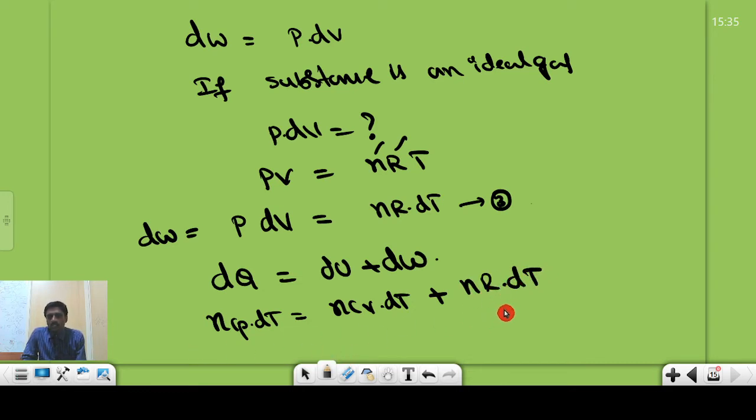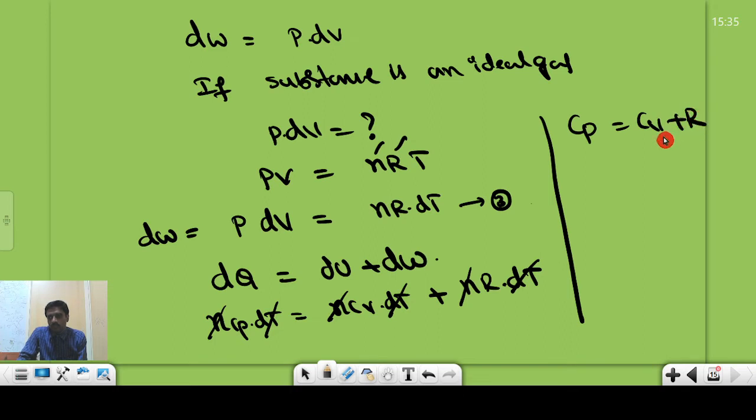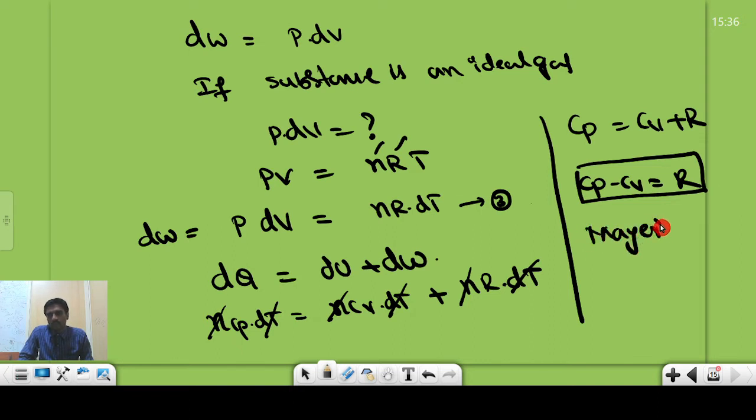In this equation the common terms are n and delta T, the change in temperature, so I am cancelling them. Then we get Cp is equal to Cv plus R, so Cp minus Cv is equal to R. This is the relation between Cp and Cv, Mayer's relation. Mayer's relation is a very important equation.